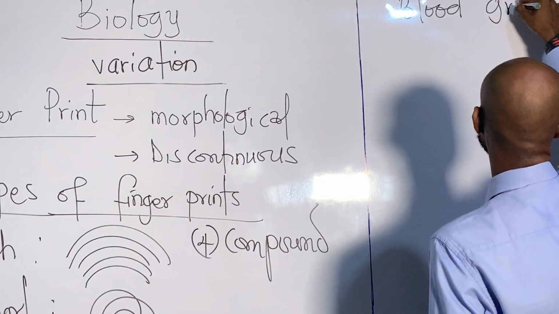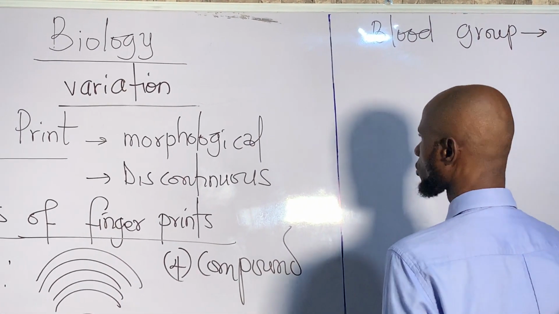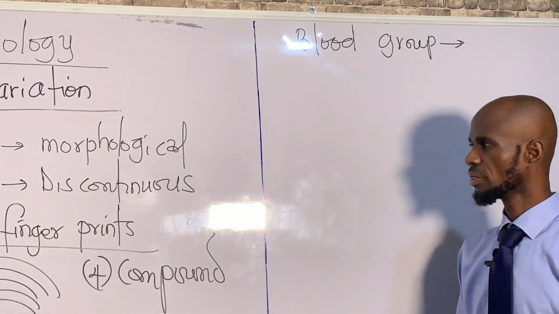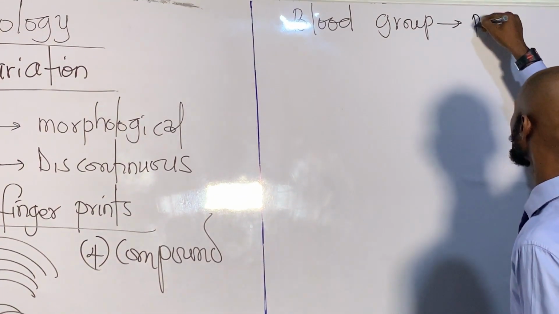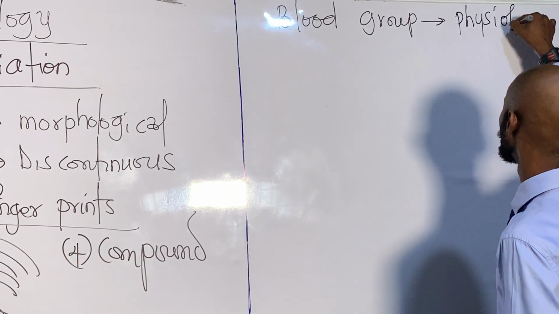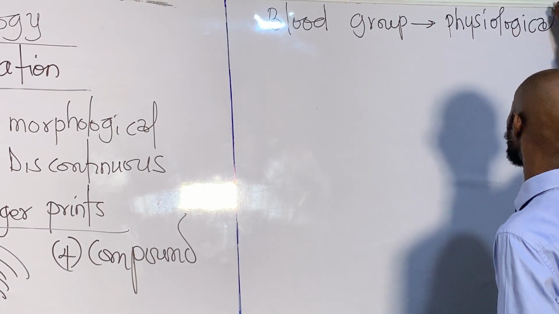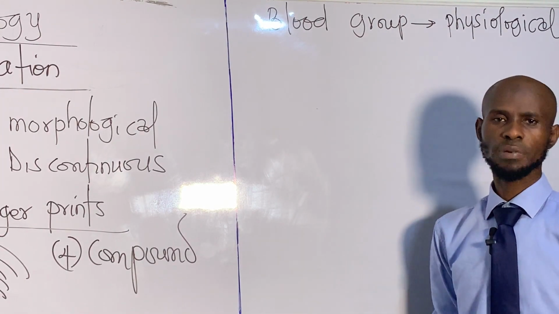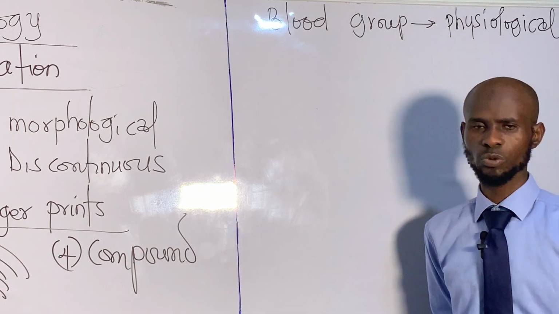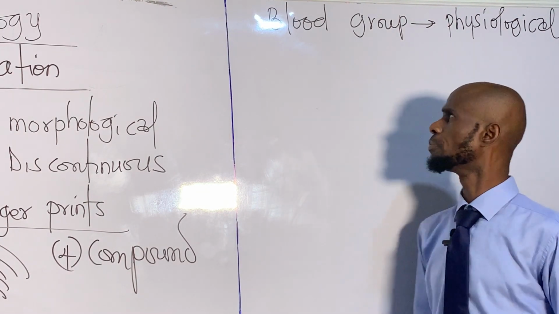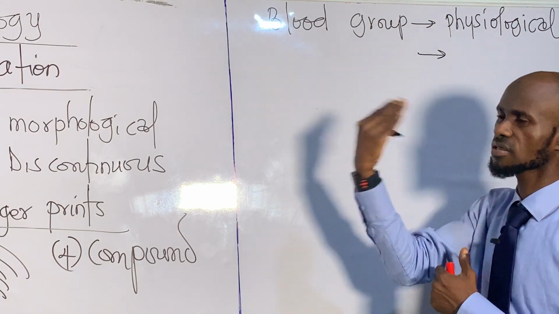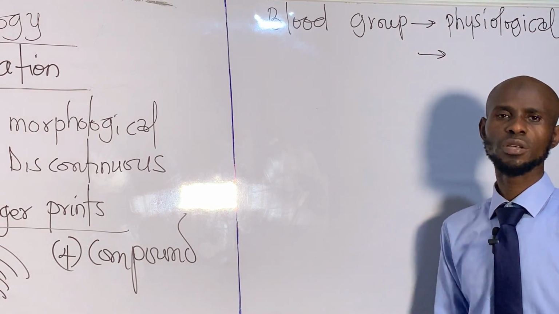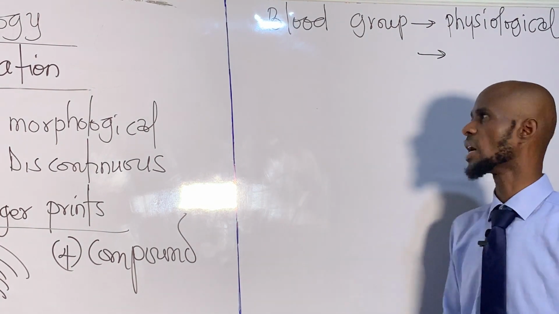So let's go to the blood group. Now, the same question I'm going to ask. Blood group, is it morphological or physiological? The answer is it is physiological. Physiological here means that it is only expressed in the function that is performed by an individual. Until we go to the laboratory, we cannot know what your blood group is. Then is it continuous or discontinuous? The answer is it is discontinuous, because we only have four types of blood group.